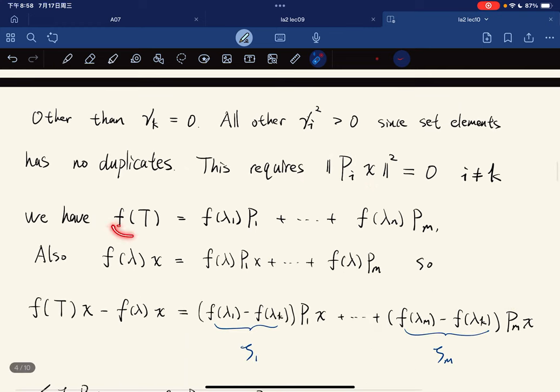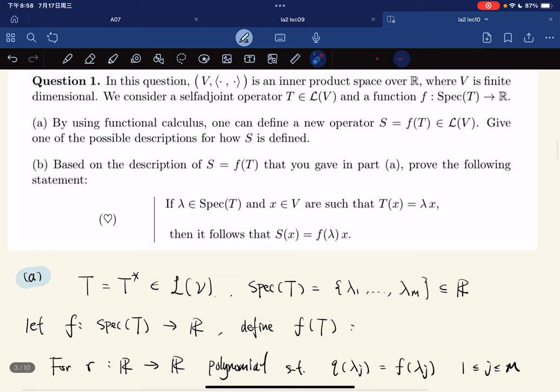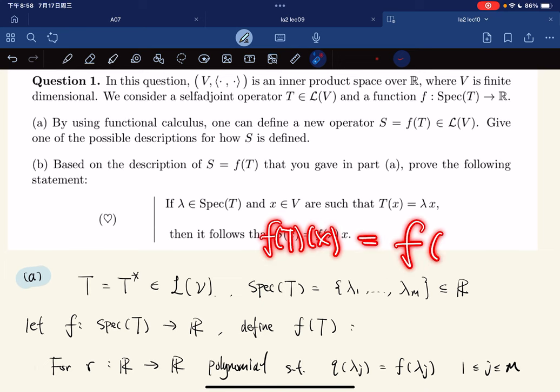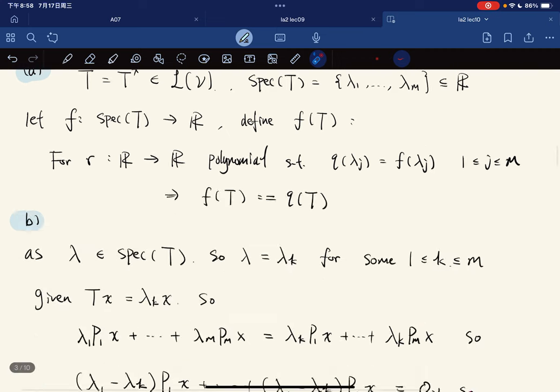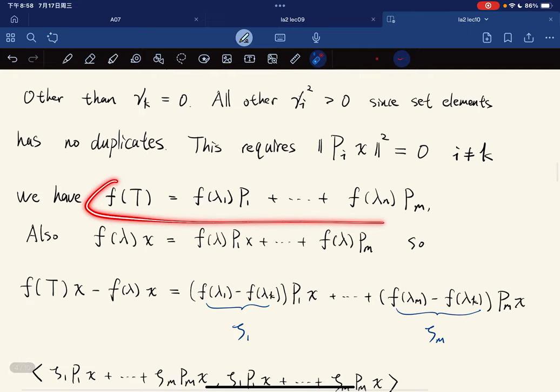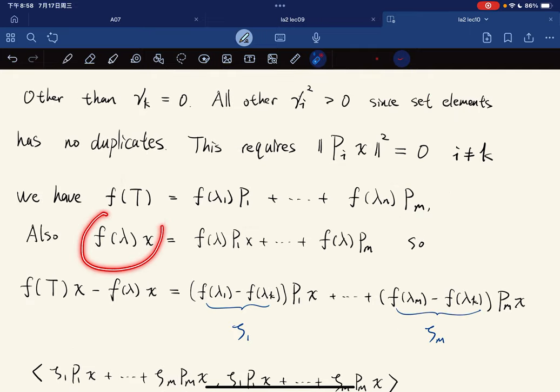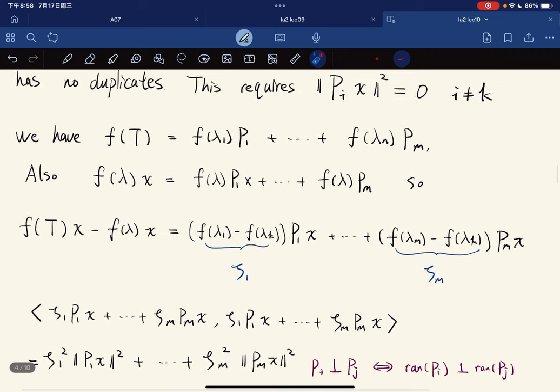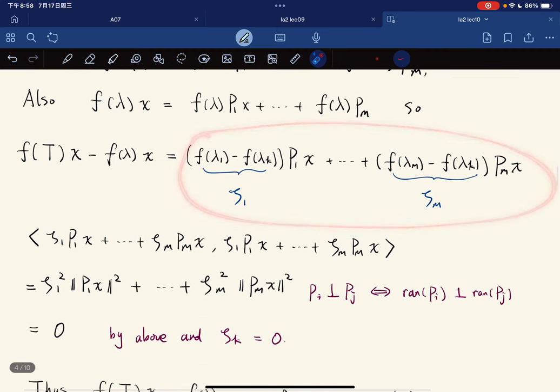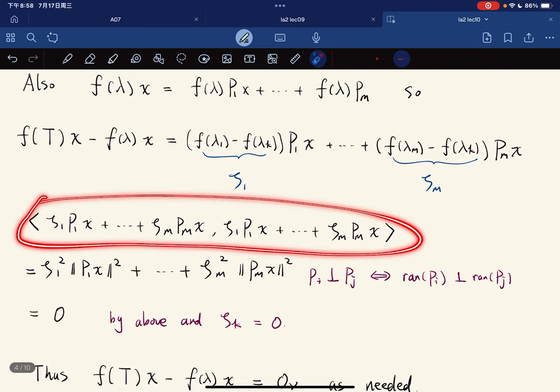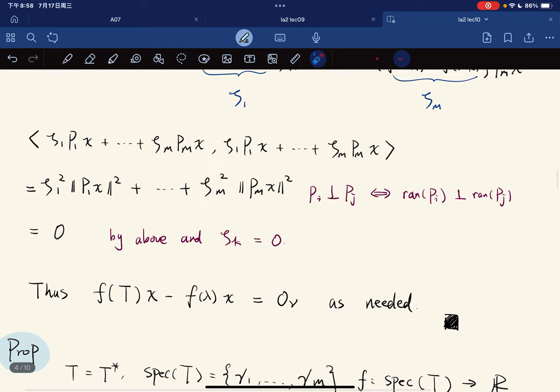And now we have f of T. We want to calculate f of T of x, which is equal to f of lambda of x. Since T x is lambda x, f of T of x is f of lambda of x. So now we do the calculation here. f of lambda of x is this. Again, we take their difference and take the norm squared, and this gives you zero as desired.